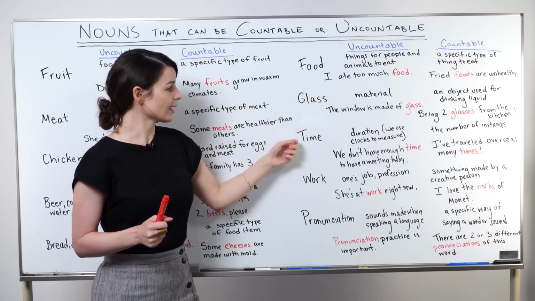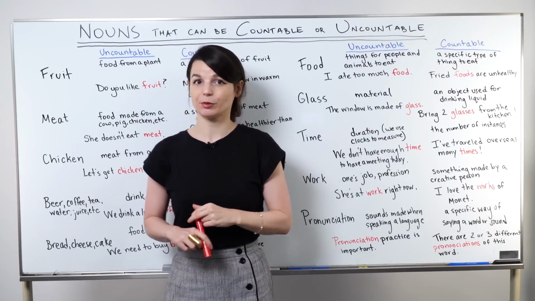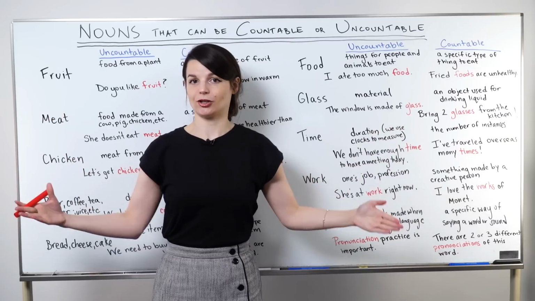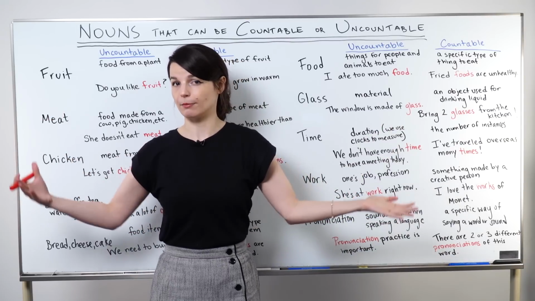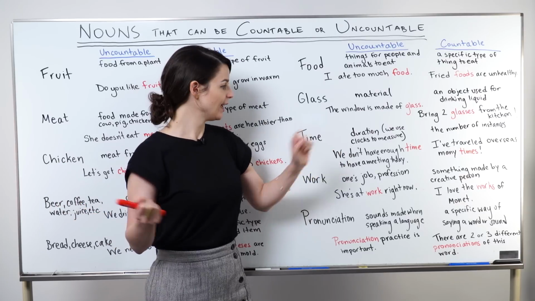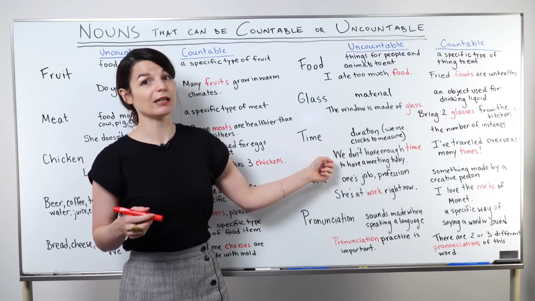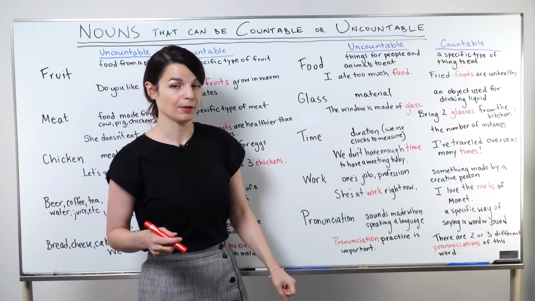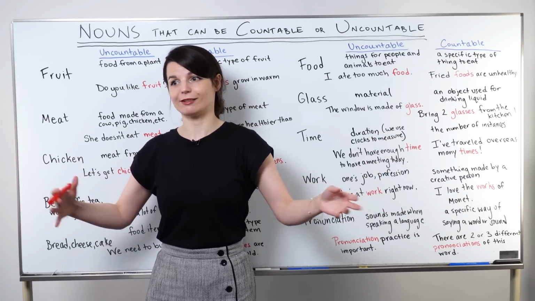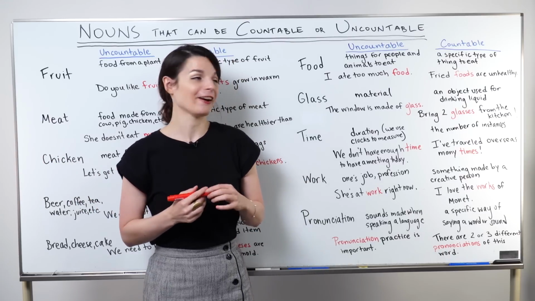Okay, on to the next one, time. Time can be uncountable or countable. Time, as an uncountable noun, means the duration of something, how long something is. So we use clocks to measure time. In a sentence, we don't have enough time to have a meeting today. We don't have enough time. So that means we don't have enough space in the day. So the duration is not long enough. The duration of this day is not long enough.